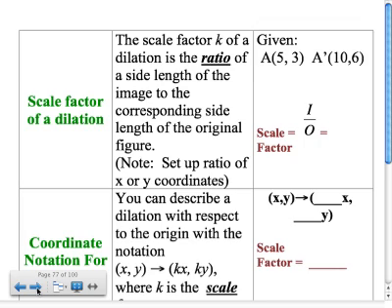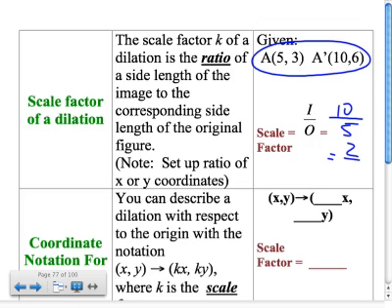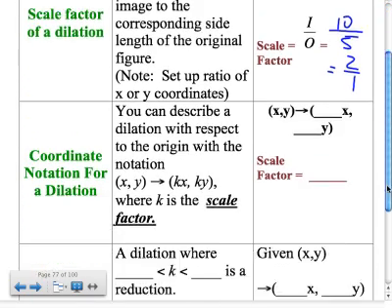So the new one here, as far as we're concerned, the A prime is the new one. Pick either or. I'm going to use x coordinates. So the new x coordinate is 10. The original x coordinate was 5. So my scale factor is just 2 to 1. Okay. And so scale factor, new over old.